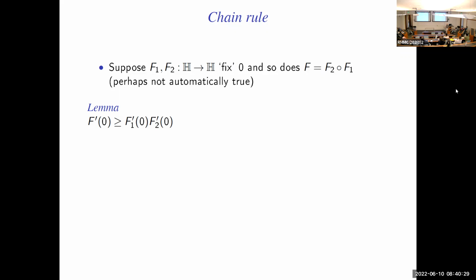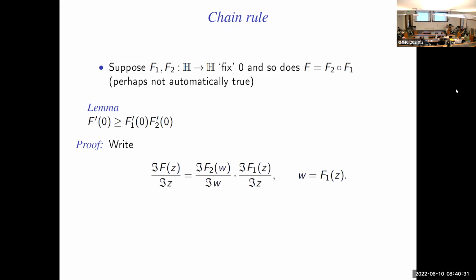So I have this chain rule. How do we prove it? Well, if you remember, the Julia-Carathéodory derivative was written as the limit inferior as z goes to 0 of the imaginary part of f over the imaginary part of z. So let's look at that: the imaginary part of f of z.